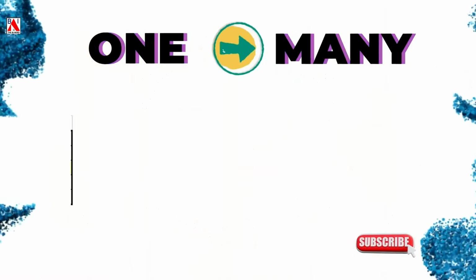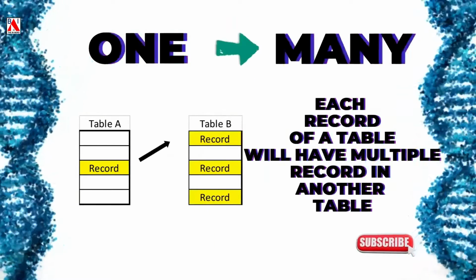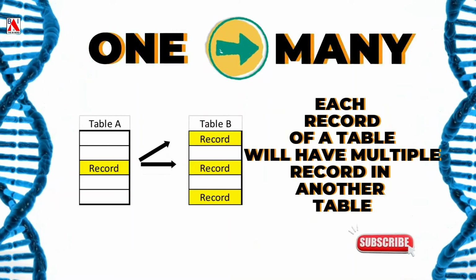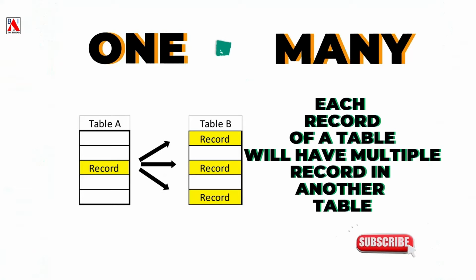The second type of relationship is one-to-many. In this type of relationship, each record in a column of the first table will have multiple records in the column of the second table.